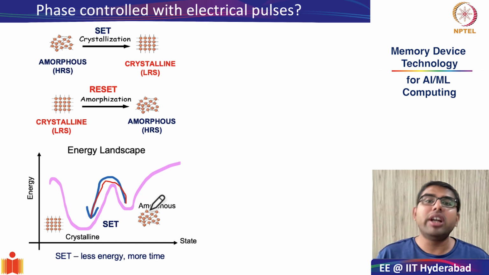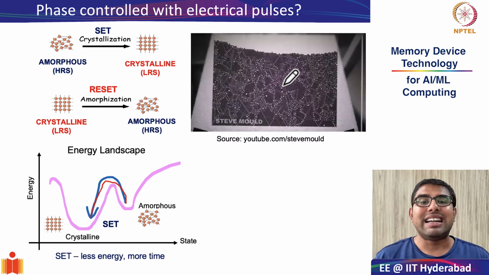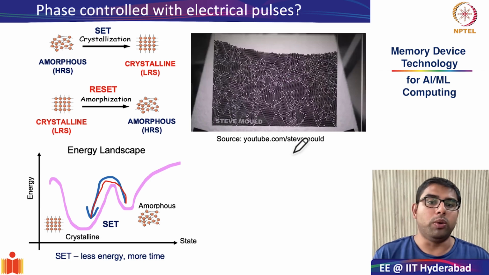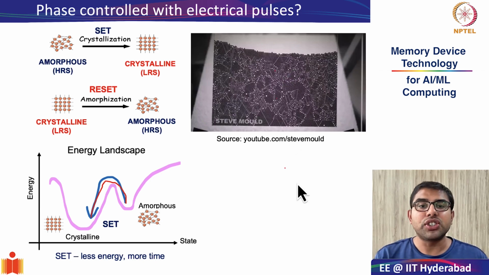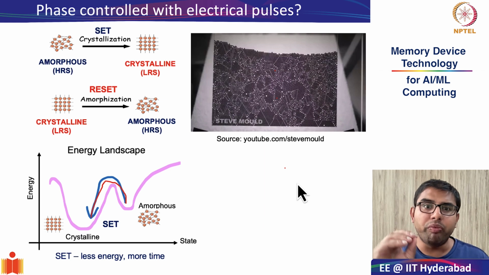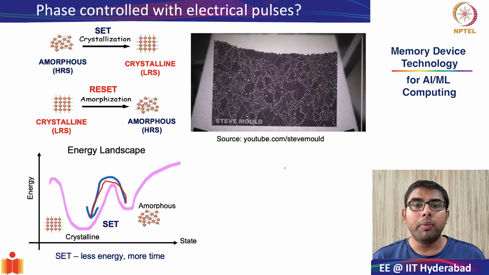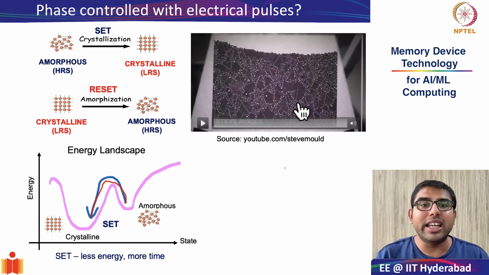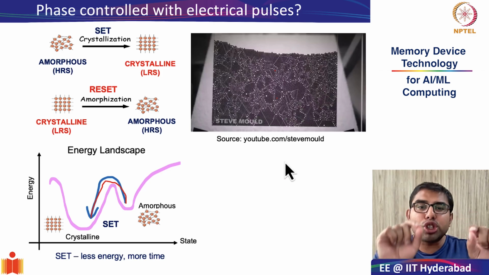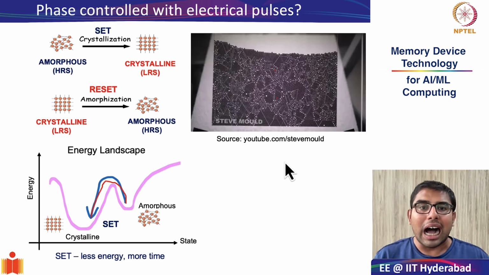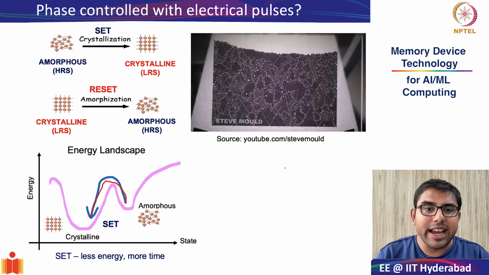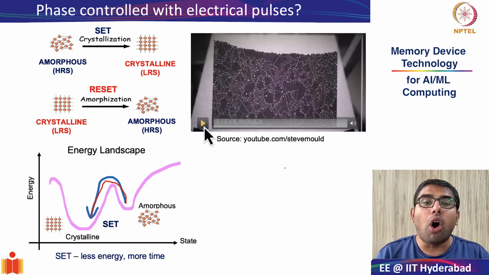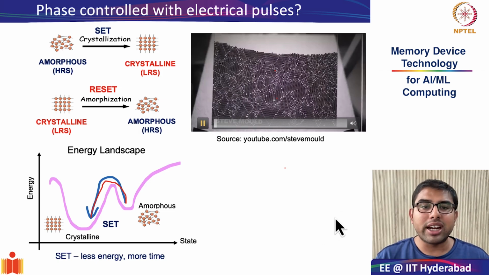To strengthen our intuition about this, I have taken a video. What we will see in this YouTube video from Steve Moll's channel is how amorphous material, you see there is a lot of amorphous material, basically a simulation done with small steel balls, goes into a more ordered crystalline state when you give it enough energy slowly. So let us start the video.